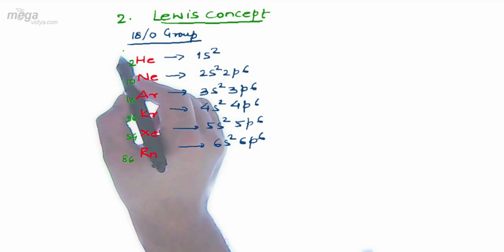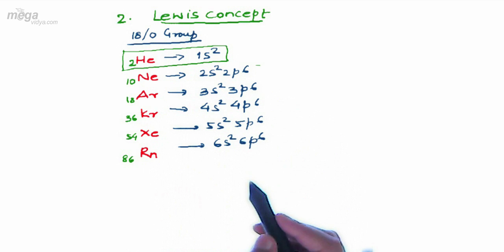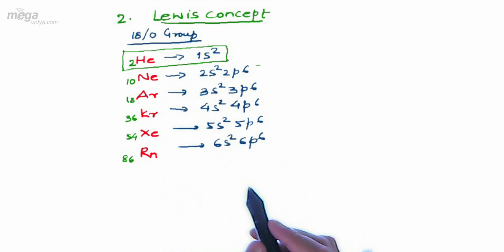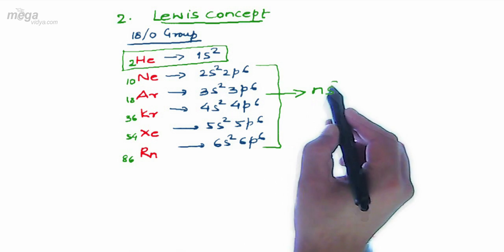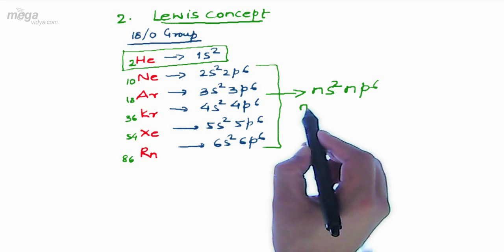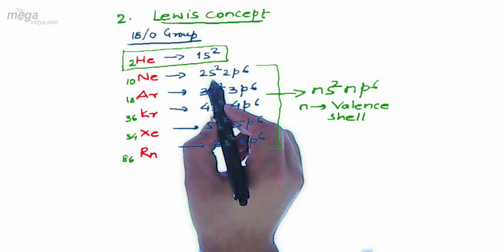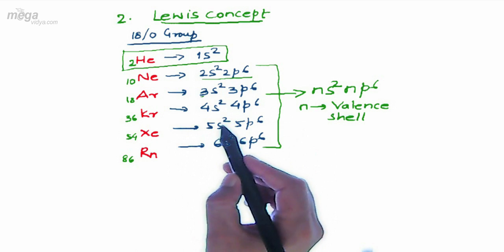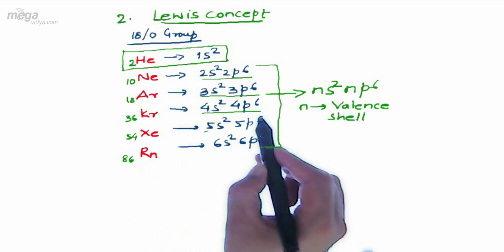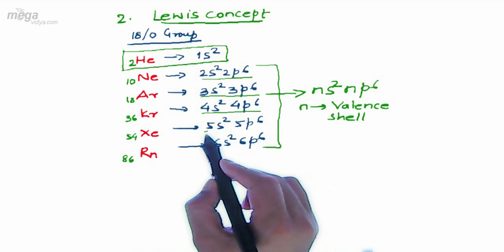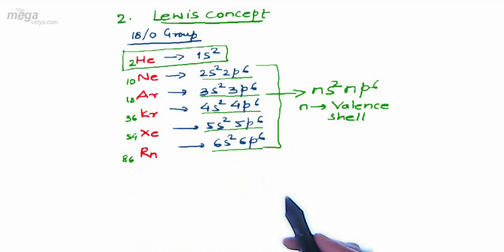Now dear student, with an exception of helium, if we observe the valence shell configuration of neon, argon, krypton, xenon and radon, we can conclude that their valence shell configuration is ns2 np6, where n represents the valence shell of an atom. In case of neon we have 2s2 2p6 in the valence shell. In case of argon we have 3s2 3p6. In case of krypton we have 4s2 4p6. In xenon it is 5s2 5p6 and in radon it is 6s2 6p6.